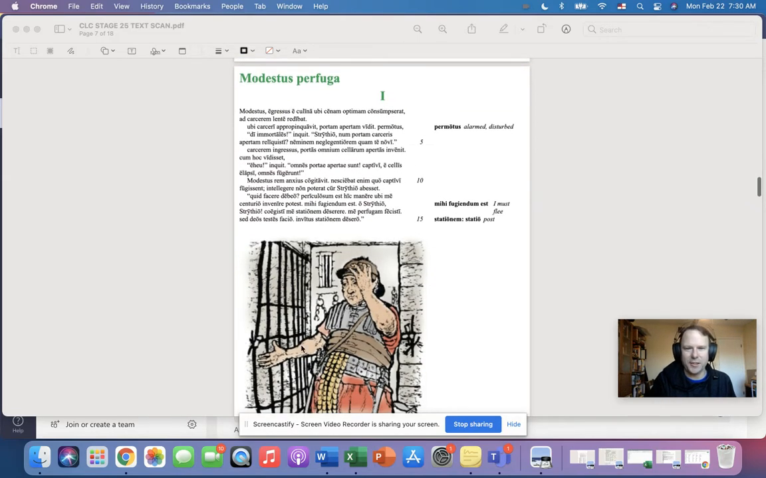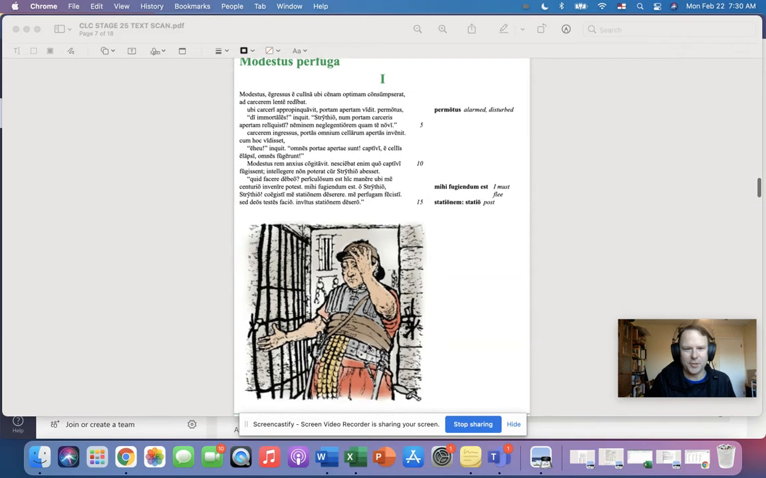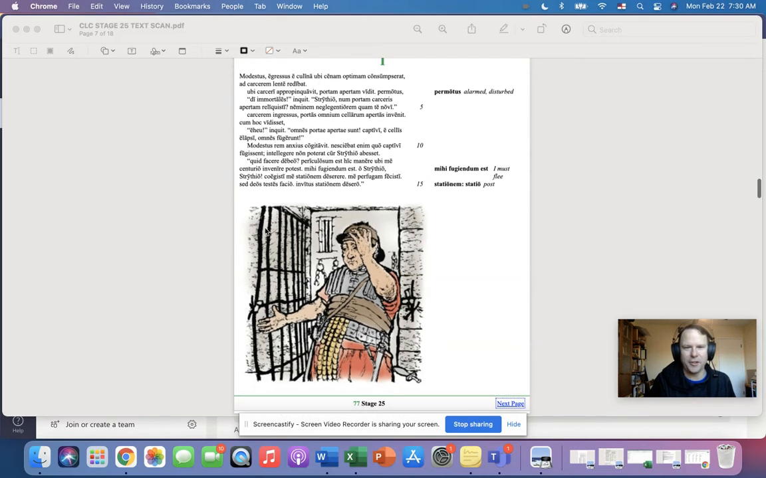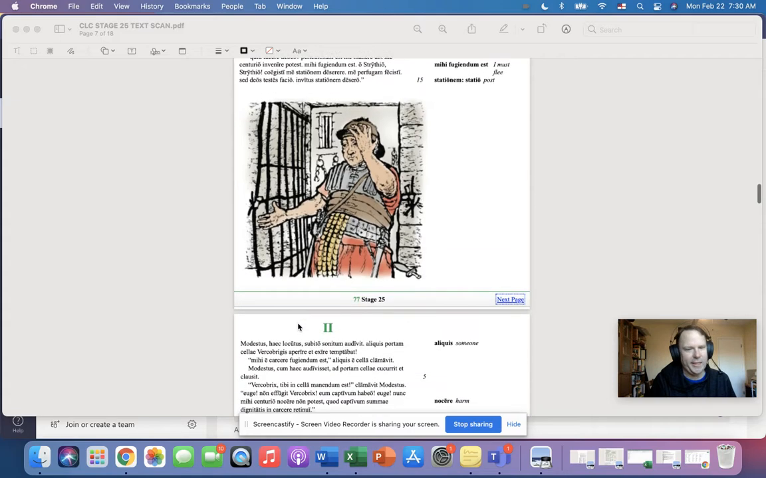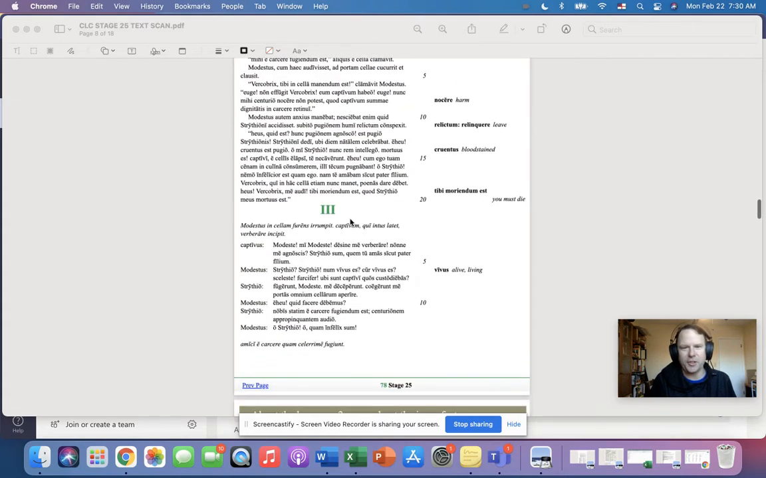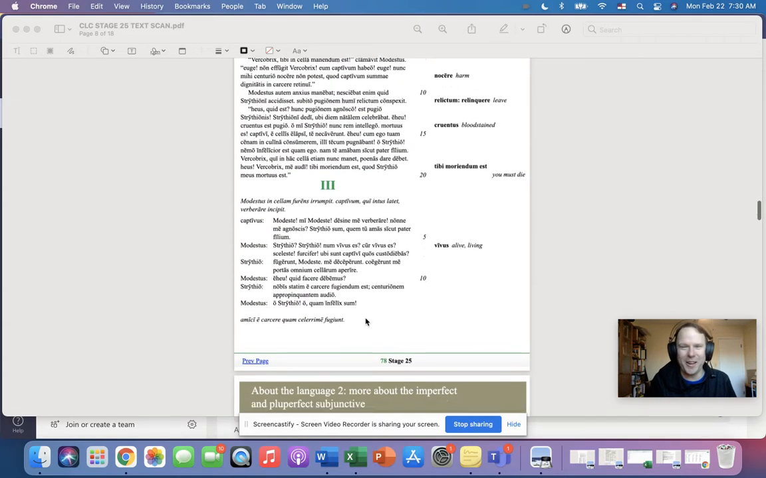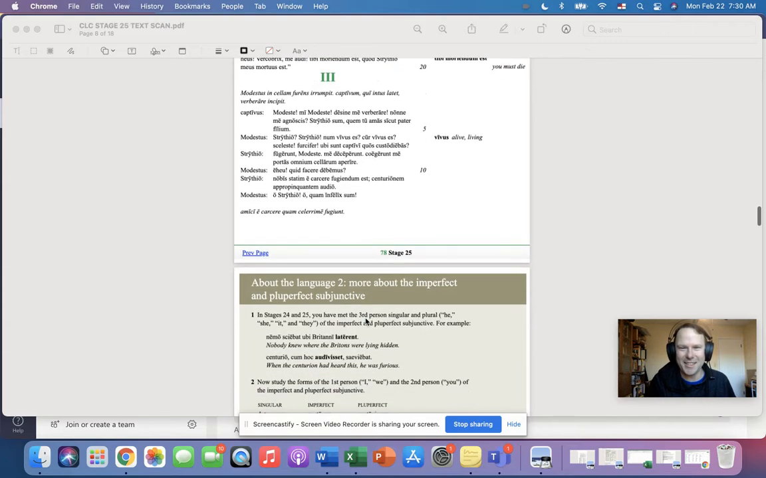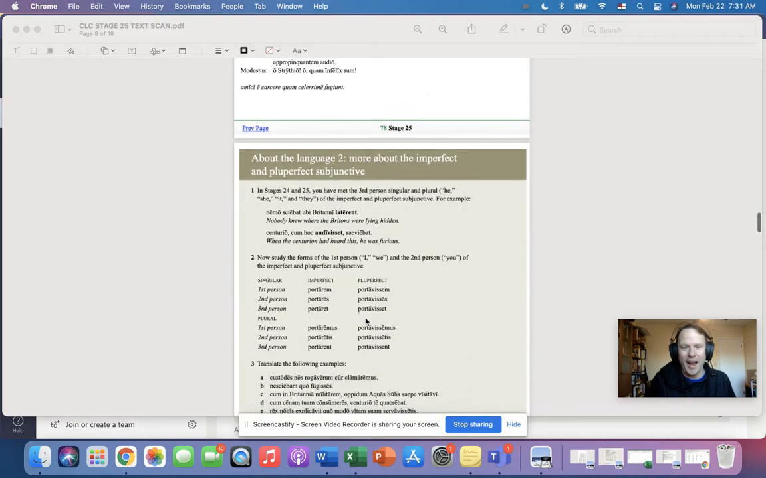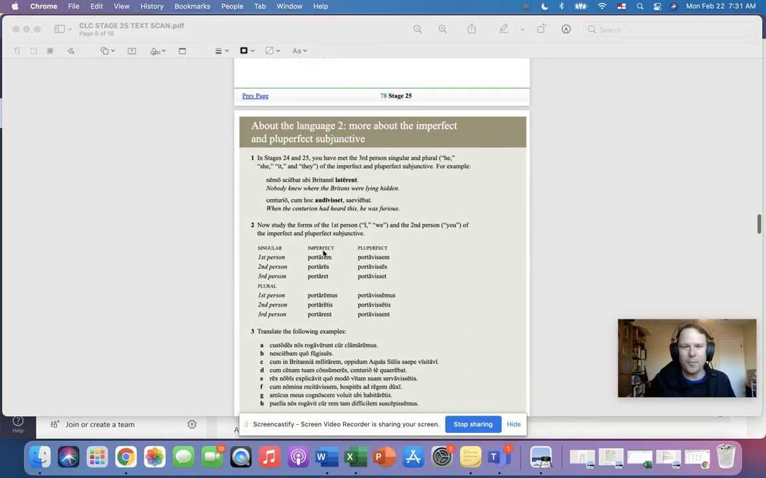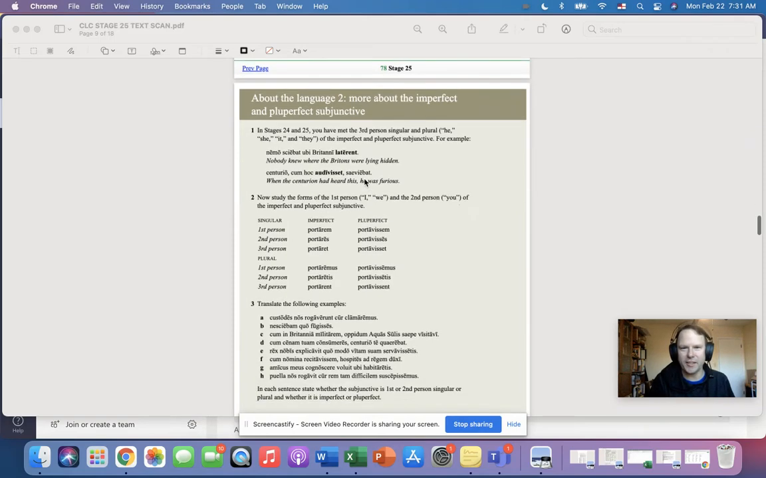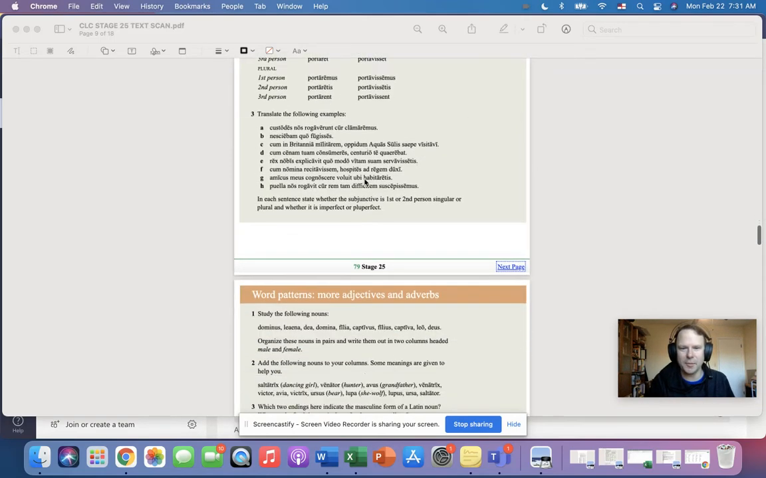Modestus per fuga. Look at this picture. Gosh, who knows what's going on with him? Looks like maybe there's a jail, like a jail cell door. I don't know. And then there's three parts to that one, so we know it's going to go down in that story. And this is really important. We have a little bit more practice with the imperfect and the pluperfect subjunctive, a holdover from the last stage, a little bit more of a complete picture of the stage, and I think some needed practice. That's going to be good.